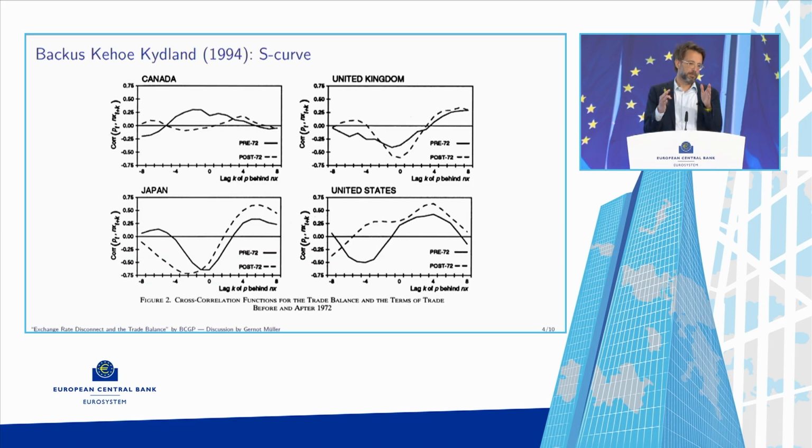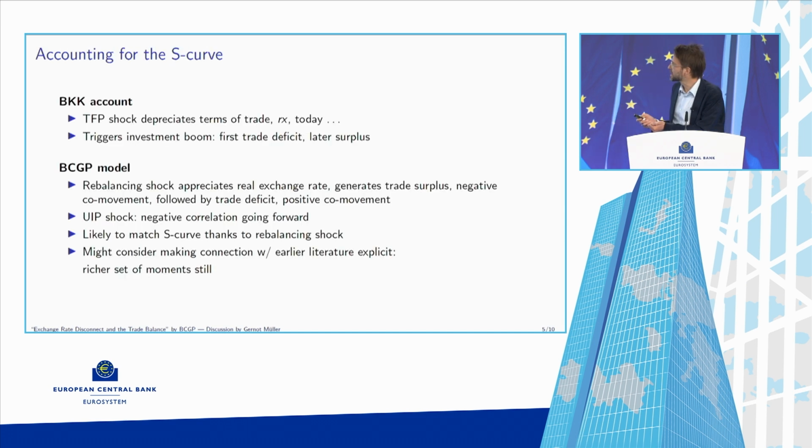Now, I should say BKK do this in the context of a J-curve and are interested in this association between the exchange rate and trade balances. But of course, they want to use this to push the RBC model, and they account for the S-curve pattern in their model only through TFP shocks. TFP shocks in their model depreciate the terms of trade, but they also induce an investment boom, which triggers a trade deficit, which is only later reverted, and that gives you the S-curve pattern in the data.